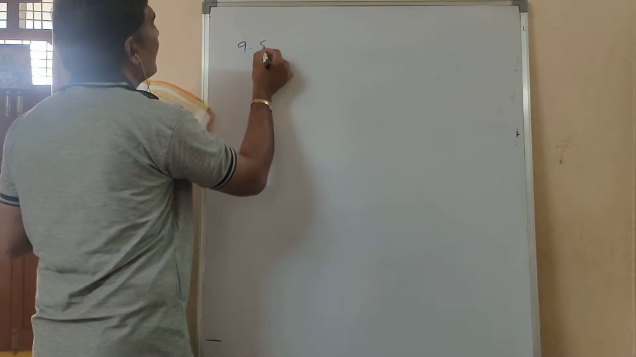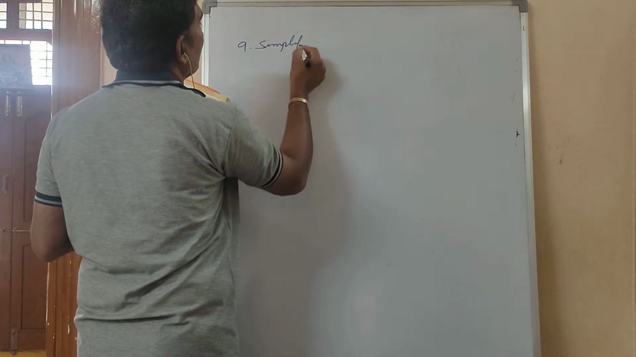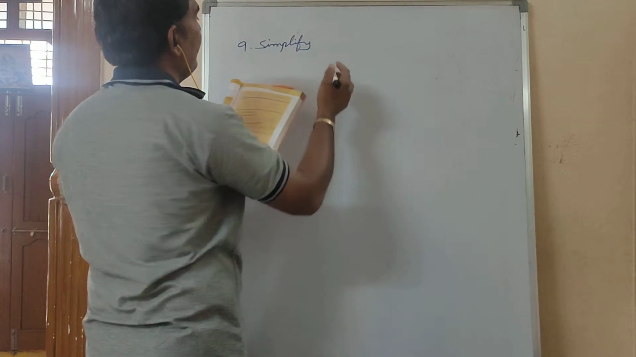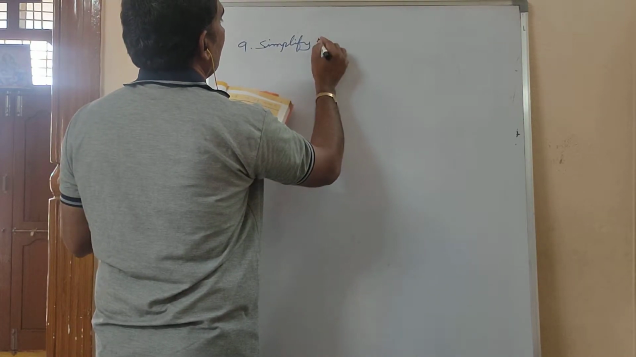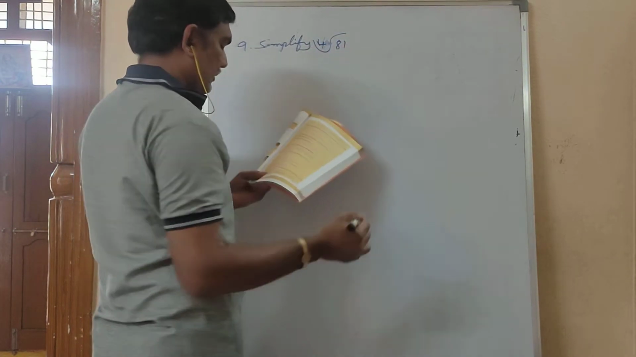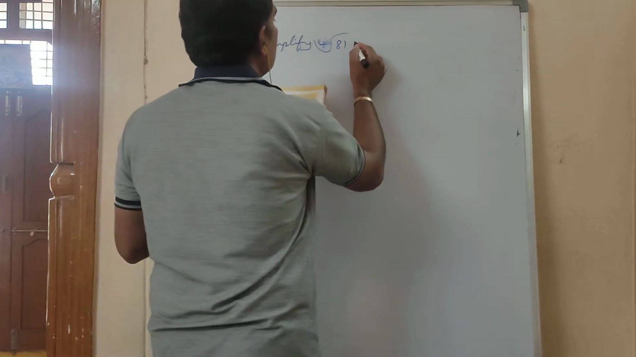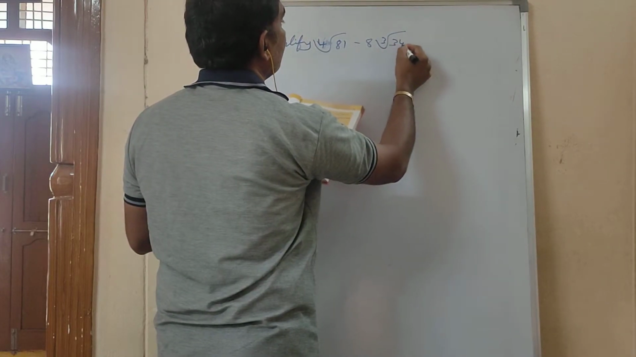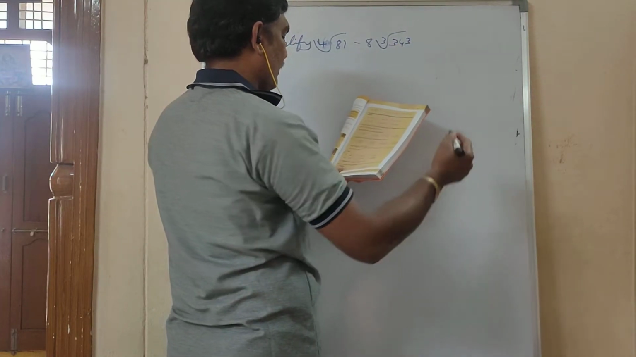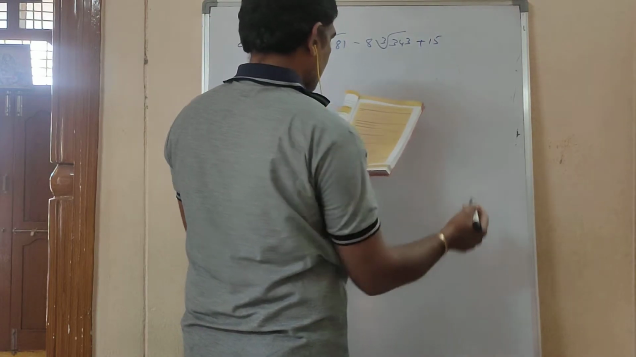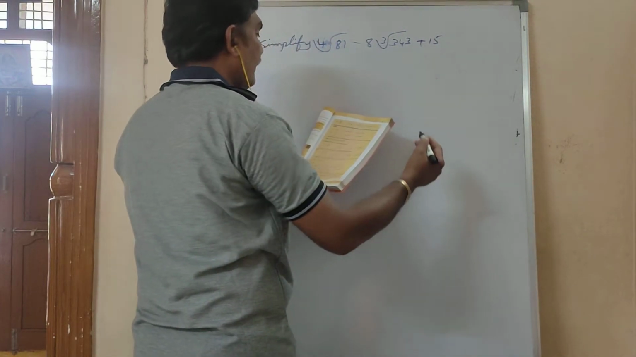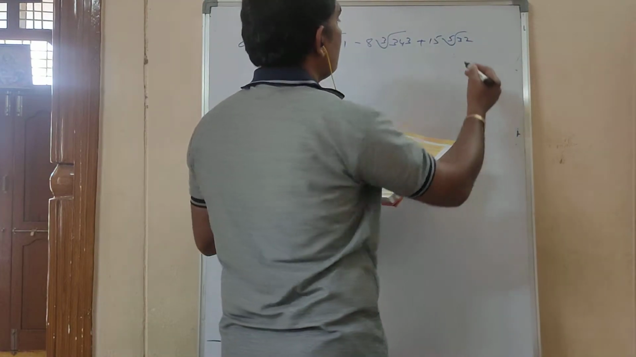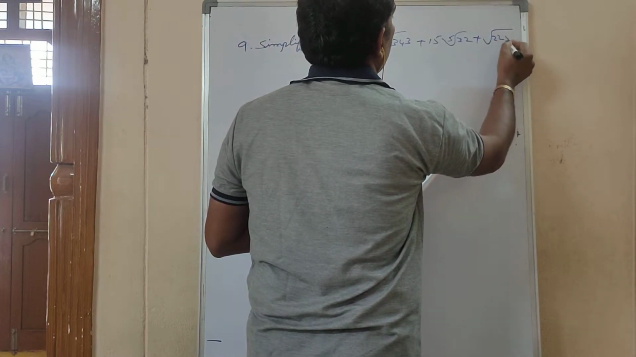Simplify: 4 into fourth root 81 minus 8 into cube root 343 plus 15 into fifth root 32 plus square root 225.